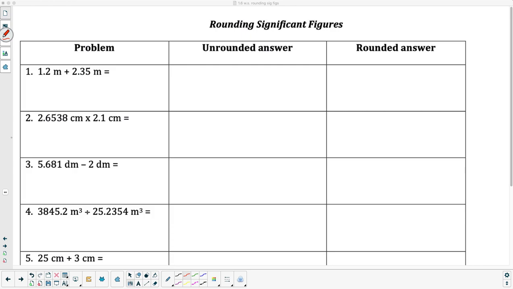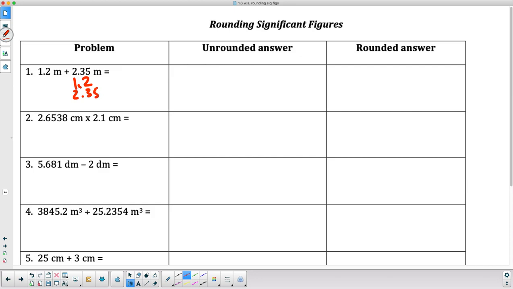All right, class, this is the back of the 1.6 worksheet. This one actually goes from 1 to 20, so you get a fair amount of practice here. Let's do exactly the same thing we did on the front side. That is, line them up so that you can see 1.2 plus 2.35.